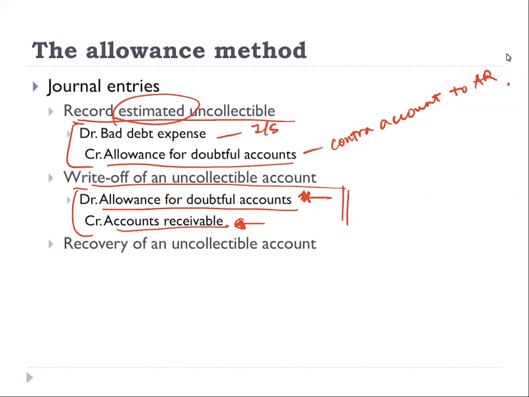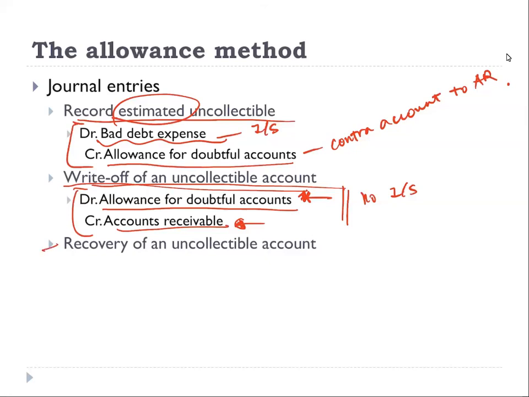So this journal entry is not going to impact the firm's income statement. The bad debt expense was already accrued earlier. When the firm writes off the uncollectible account, it's not going to make the firm's net income go down. So it's not going to impact the firm's income statement.